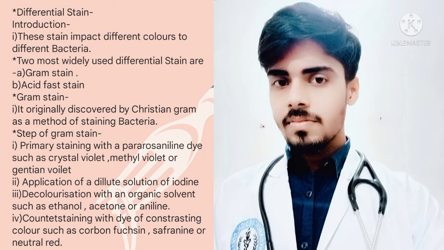The first step of the Gram staining procedure is primary staining with a pararosaniline dye such as crystal violet, methyl violet or gentian violet. The second step is the application of a dilute solution of iodine. After this, decolorization with an organic solvent such as ethanol, acetone or aniline takes place. And finally, counterstaining with a dye of contrasting color such as carbol fuchsin, safranin or neutral red. These are the steps of the Gram staining procedure. By these four steps, we can apply the Gram stain on bacteria and differentiate between different types of bacteria.